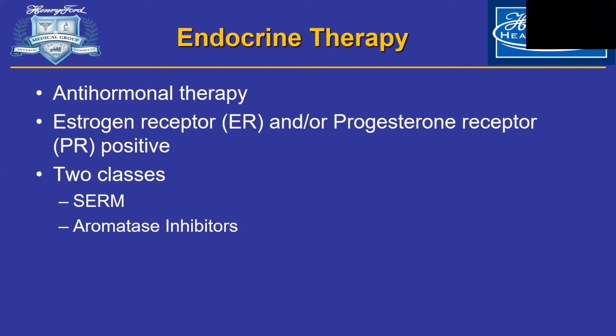Lastly, we talk about endocrine therapy or anti-hormone therapy. This is for tumors that are fed by estrogen and/or progesterone. There are 2 classes of these medications. One is the tamoxifen, which I'm sure you've heard about, and the other one is called aromatase inhibitors. Aromatase inhibitors are only for postmenopausal women because it actually blocks the conversion of androgens to estrogen. So aromatase inhibitors won't work if your ovaries are still functioning.